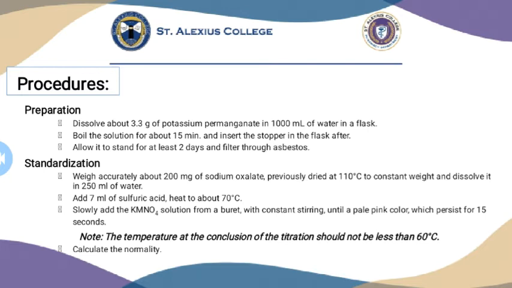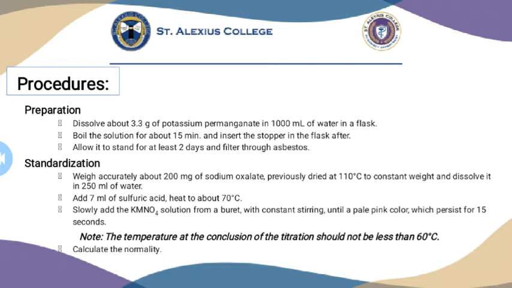For standardization, first, weigh accurately about 200 milligrams of sodium oxalate, previously dried at 110 degrees Celsius to constant weight, and dissolve it in 250 ml of water. Then add 7 ml of sulfuric acid, heat to about 70 degrees Celsius.